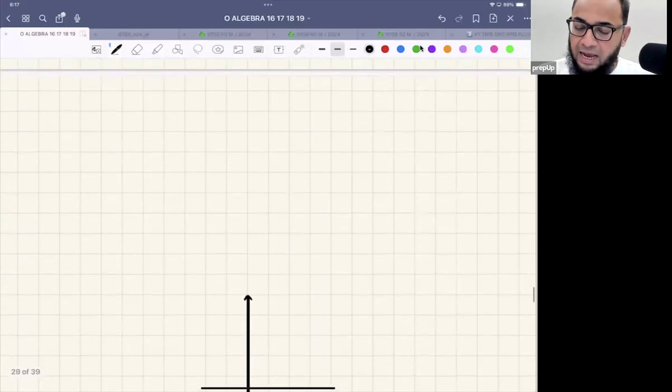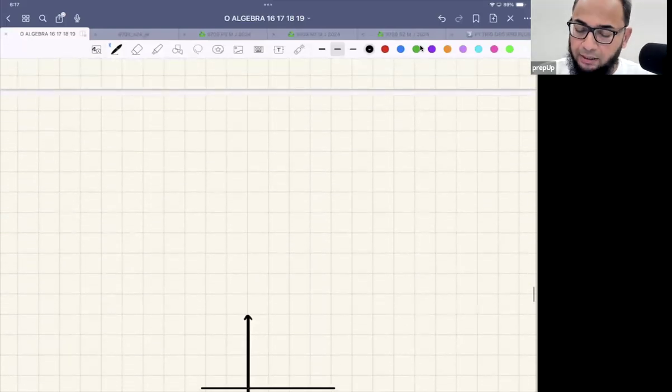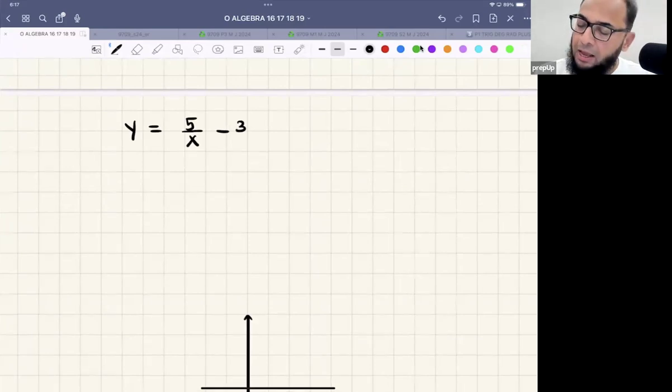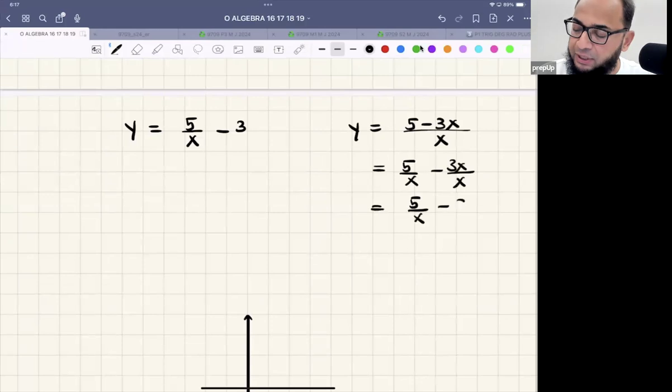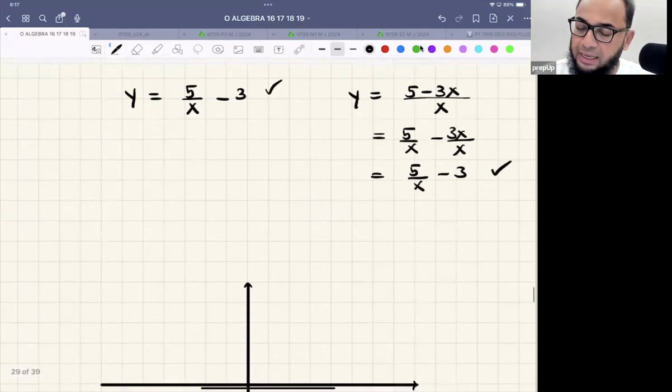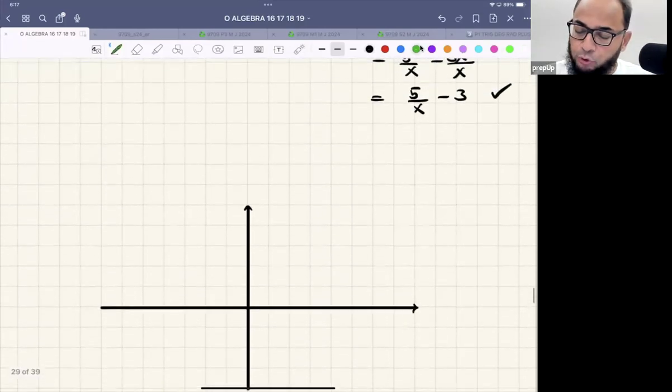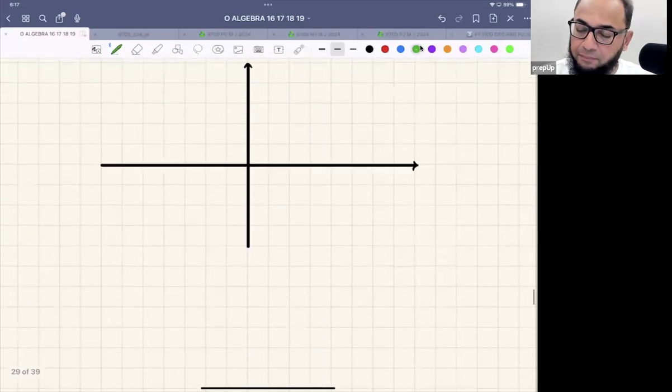What if I'm interested in drawing y is equal to 5 over x minus 3? Which might also have been written y is equal to 5 minus 3x over x. If I simplify it, this is 5 over x minus 3x over x, which is 5 over x minus 3. It's the same thing as this. So now the horizontal asymptote is y is equal to negative 3. Let me just shift this thing a little bit up.